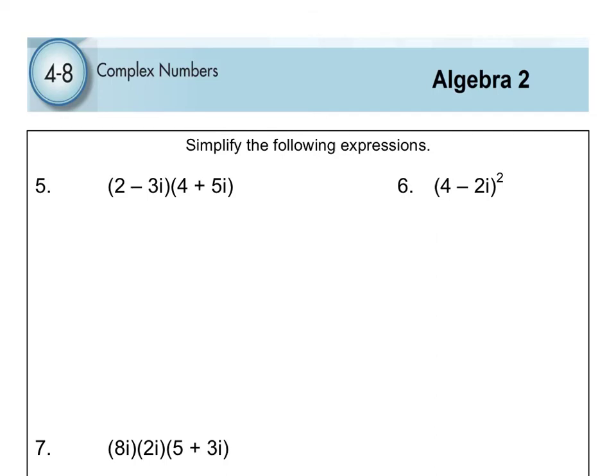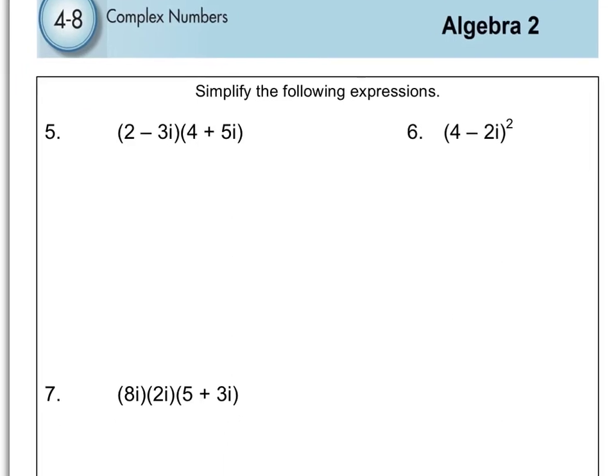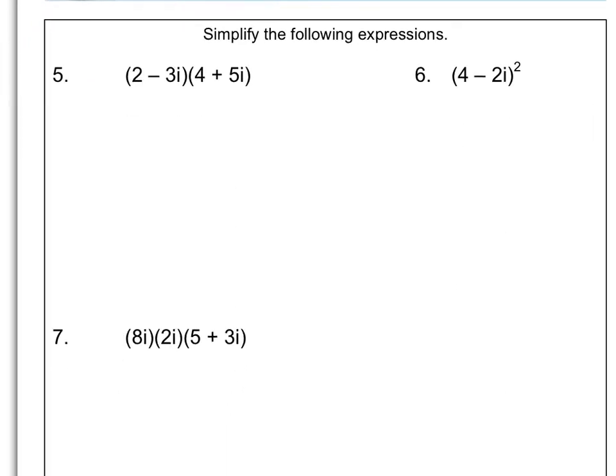Okay, so now we have a couple more examples here. A couple of examples of FOIL. Okay, so we look at number 5 here. If we go first times first, we get 8. Outside, we get 10i. And inside we get negative 12i. And last we get negative 15i squared.